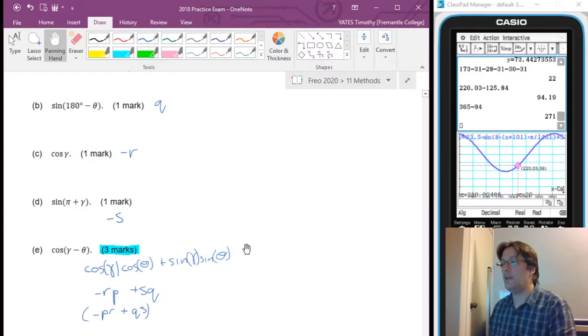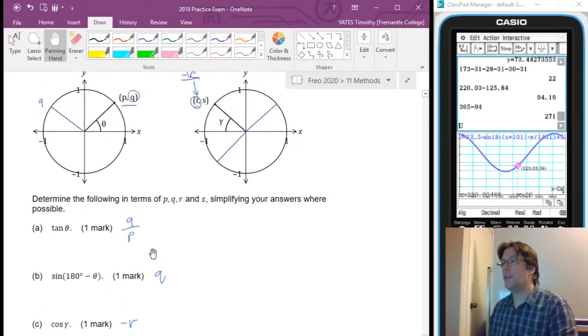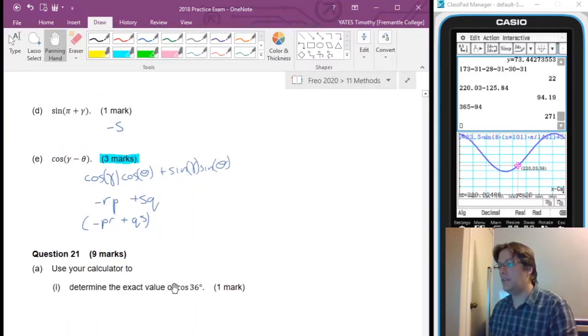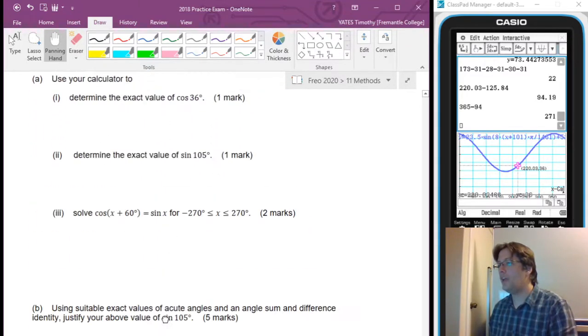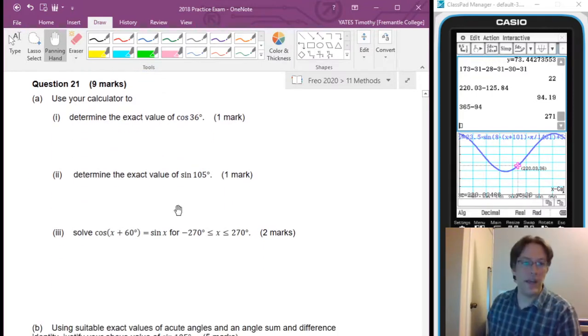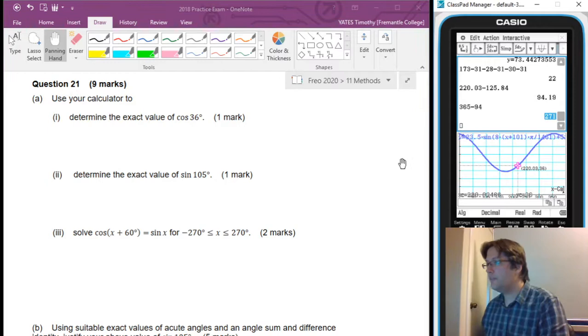We're just identifying the double angle formula, pulling the right numbers out of here. And if we've been careful about this, it shouldn't be too hard to do. And there we go. So now this looks like the last question here, and this is, again, a can you use your calculator question. What is the exact value of cos 36? Cos 36, make sure my calculator is in degrees.